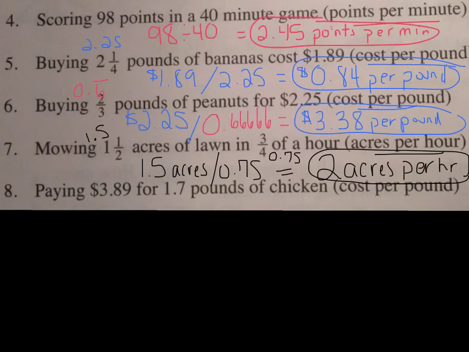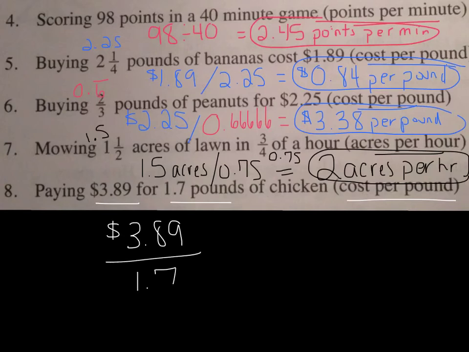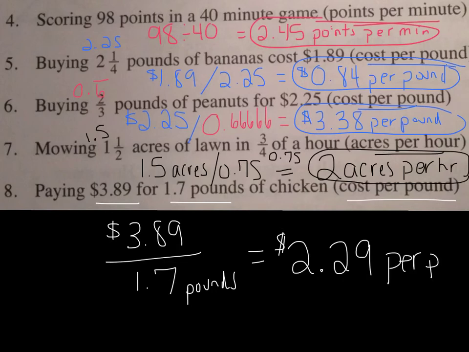And then our final one. I can get 1.7 pounds of chicken for $3.89, and I'm looking for the cost per pound. So I'm going to do my cost divided by my weight. $3.89 divided by 1.7 is approximately $2.288. So I'll do $2.29 per pound. All right.